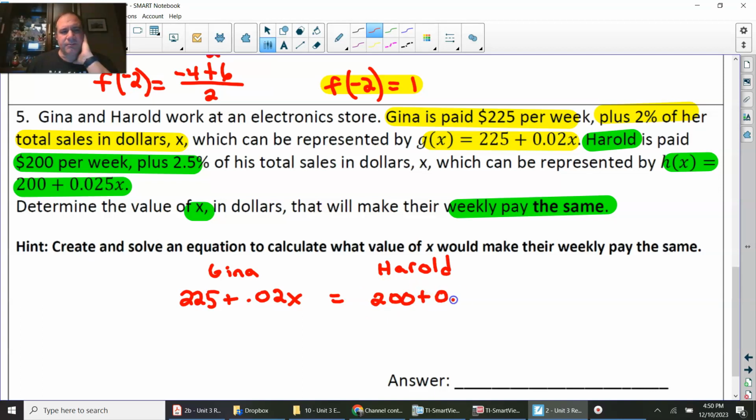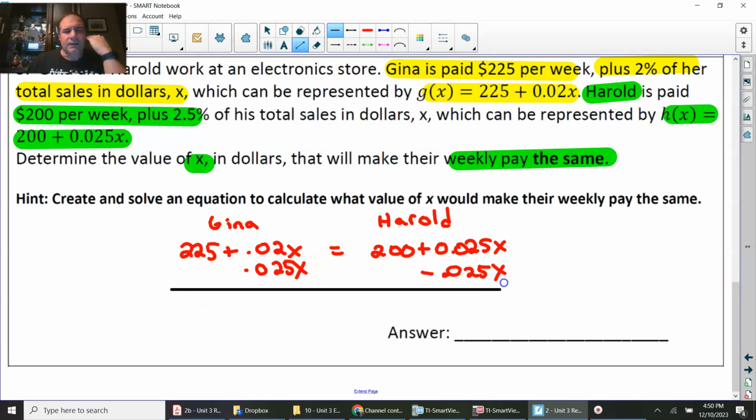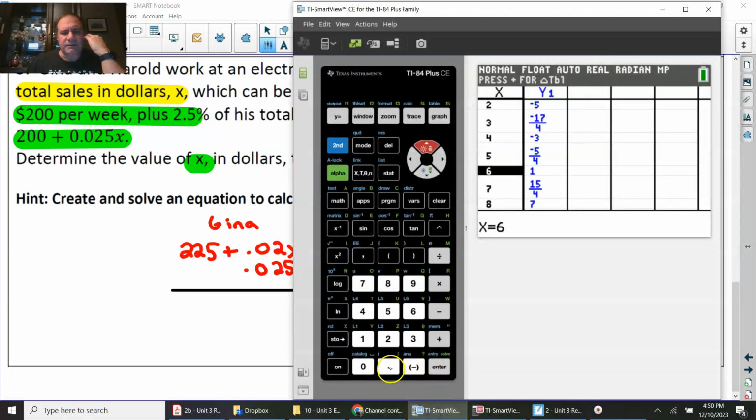plus 0.025x. And then I'm just going to solve it, right? When we solve it, I'm going to bring the smaller x, this 0.025x, over to the larger x. This way, I'll be able to solve the equation. This cancels. Then I'm going to grab my calculator, 0.02.